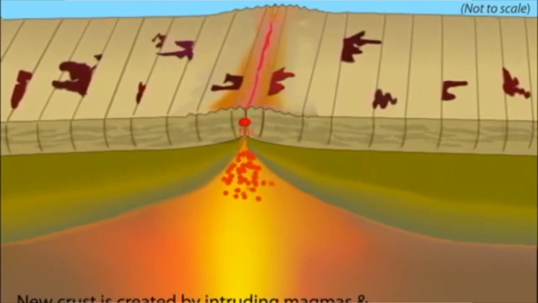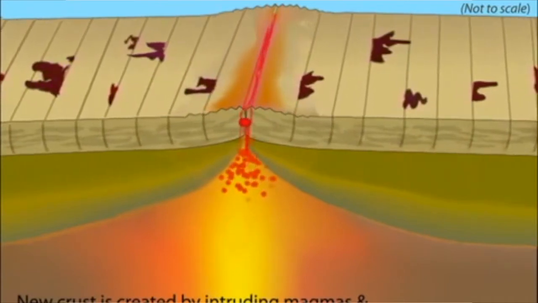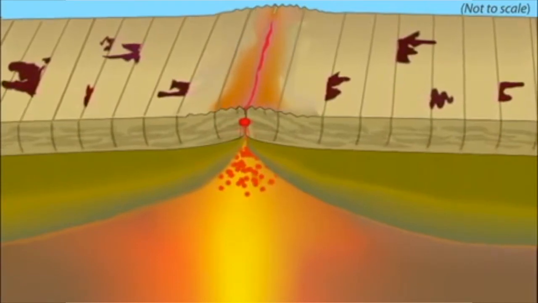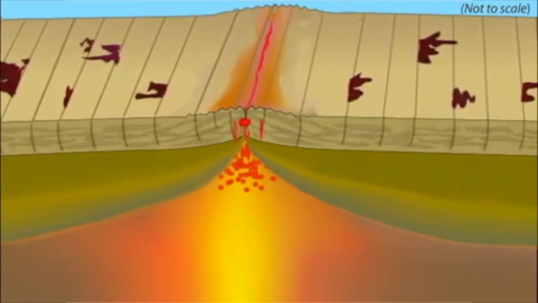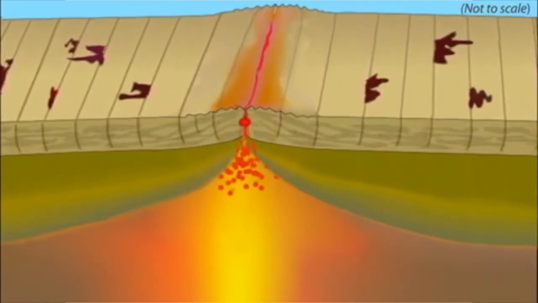As it moves away from the ridge, the cooling rock sits progressively lower than the hotter, more buoyant rock at the ridge. Like 2 giant conveyor belts, the plates transport newly formed oceanic crust away from the ridge crest at 3 to 10 centimeters per year.